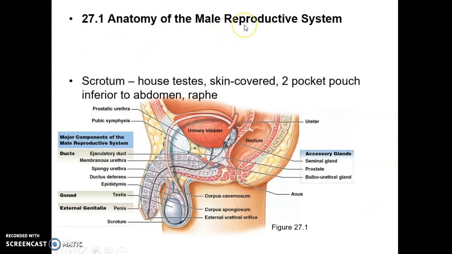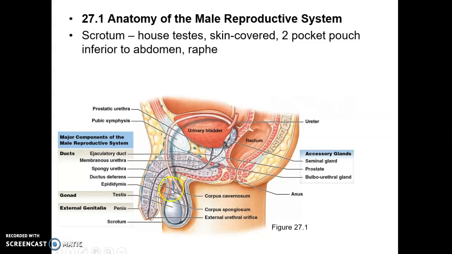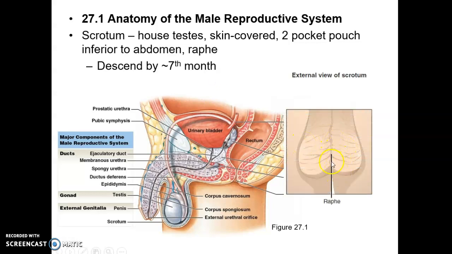So we'll go into the male reproductive system first. The scrotum holds the male gonads, the testes. It's skin covered, and it has two pouches that house the two testes. It is inferior to the abdomen. And the raphe, which is not visible here, is the somewhat indentation line between the two testes that is visible externally. They descend about the 7th month of development in the fetus, and that would be the raphe there.